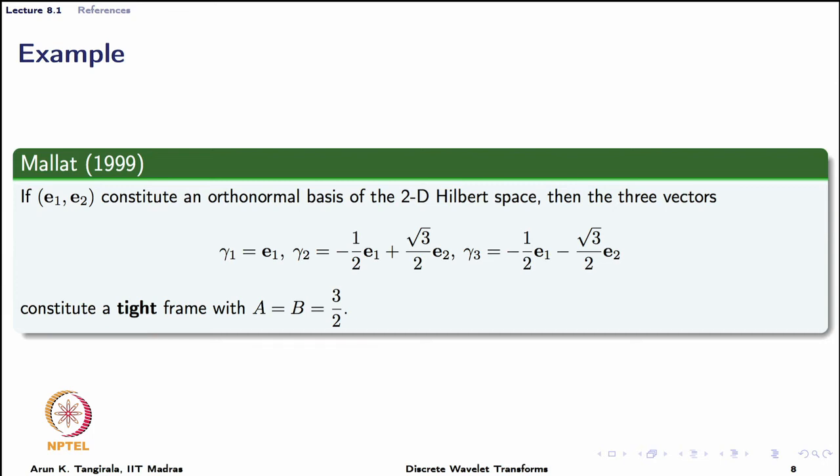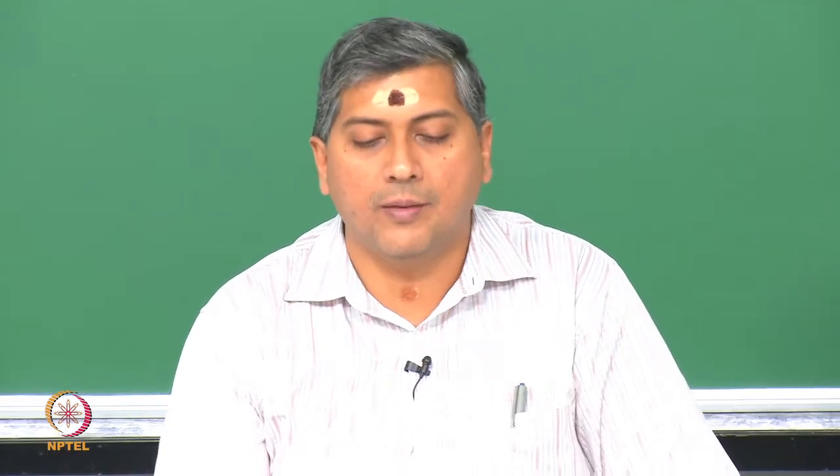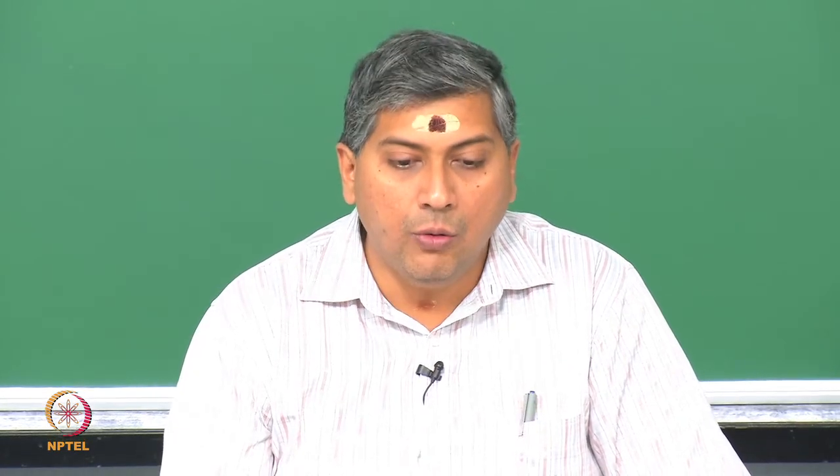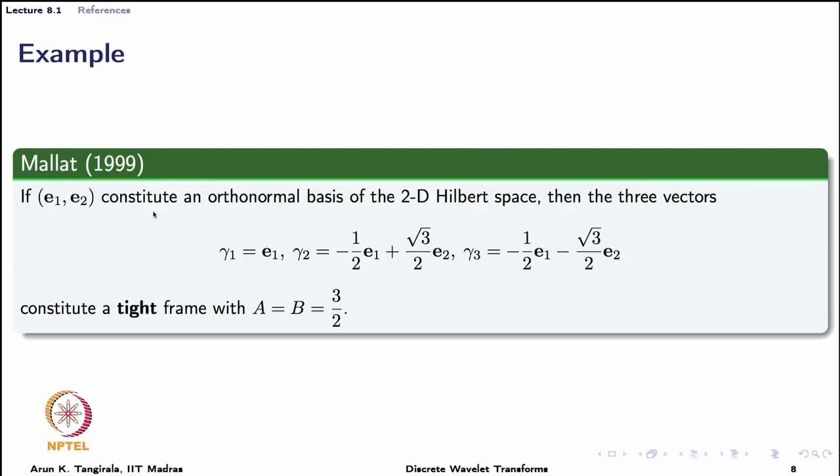And we know that these vectors E1 and E2, what are these E1 and E2? They are the orthonormal vectors (1, 0) and (0, 1). We know that they constitute an orthonormal basis. But instead of choosing E1 and E2, if I choose gamma 1, gamma 2 and gamma 3 as my new basis, I mean I do not want to call this a basis as yet, but a new set of representing functions, then what kind of a frame do I get? Now it turns out that you get a tight frame with A equals B equals 3 by 2, and let us see why this is the case.